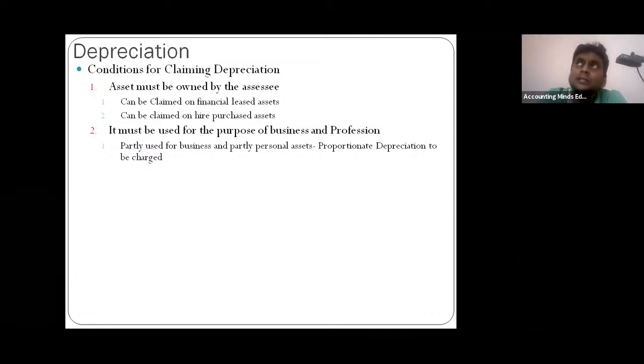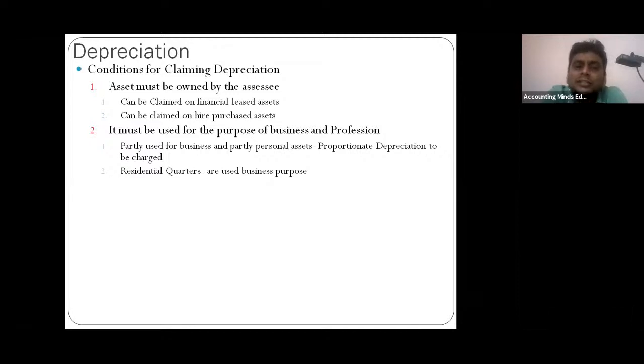For example, let's assume this is a 4-room house, and one room I'm using for taking classes. So whatever rent I pay for this house, in that one room I use for class, so 1/4 I can claim for business purposes. Is that understood? Yes, sir.